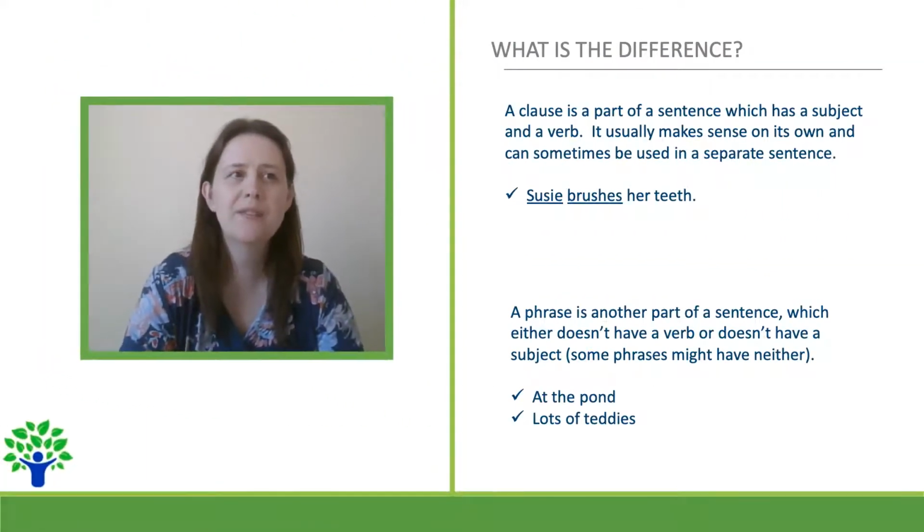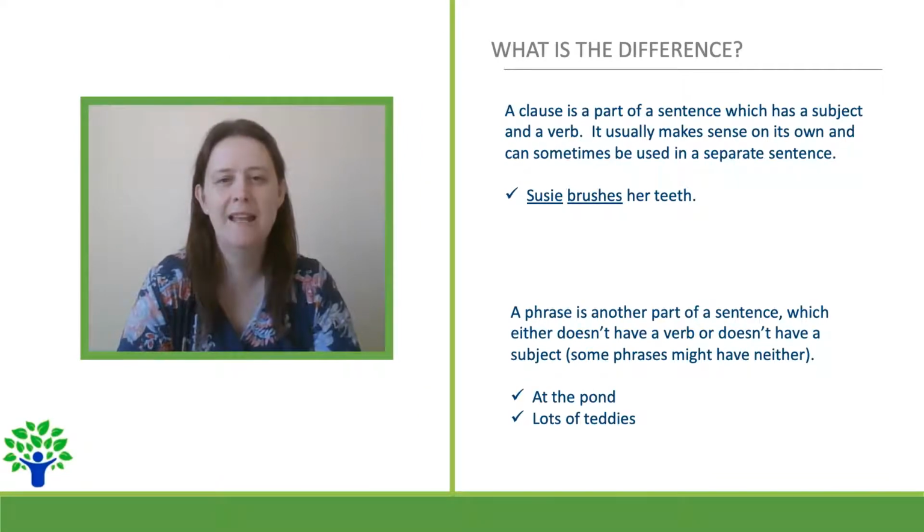A clause is a part of a sentence which has a subject and a verb. It often makes sense on its own and sometimes can be a simple sentence. So for example, Susie brushes her teeth. You have the subject, Susie, the verb, brushes, and then the rest of the sentence makes it a whole complete sentence. A phrase is slightly different.